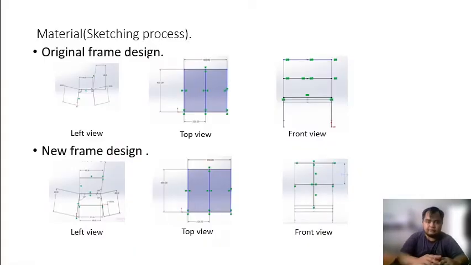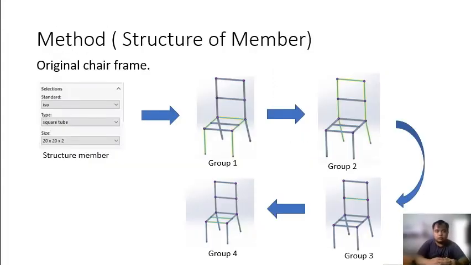Okay, this is the sketching design. The original frame, we can see from the left view, top view, front view. At the bottom is the new frame design. We can see the views from the left view, top view, and the front view. Okay, this is the structure member for the original J-frame. As we mentioned just now, we're going to use a standard ISO. Type is square tube. The size is 20 multiply 20 multiply 2.